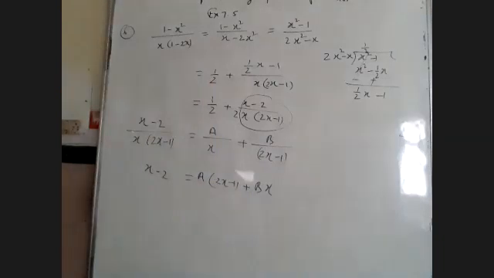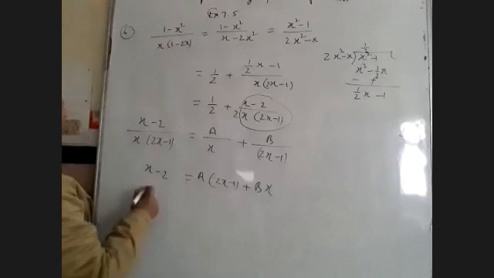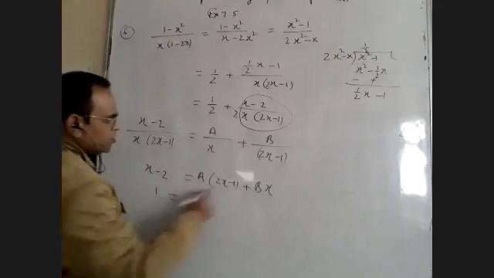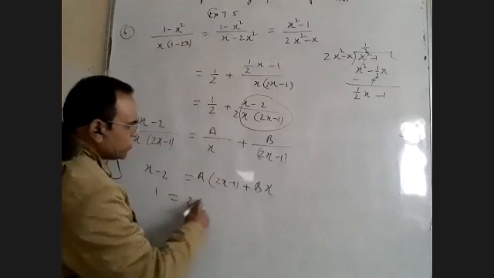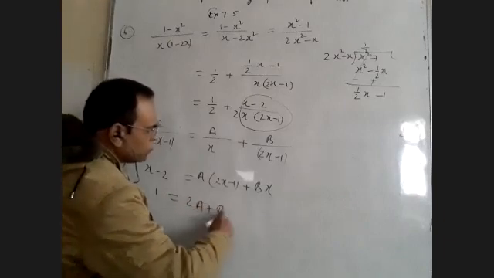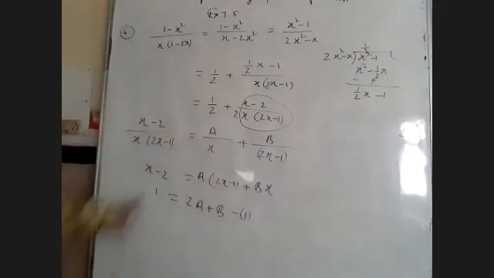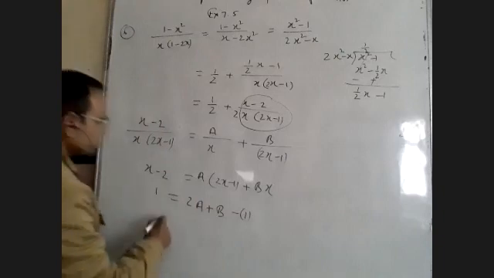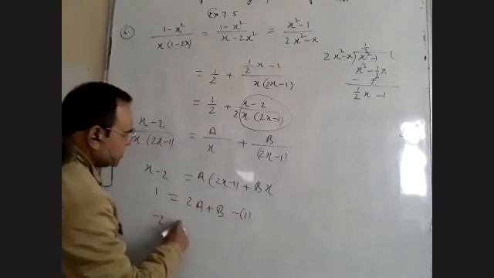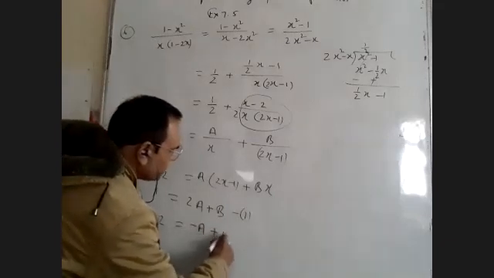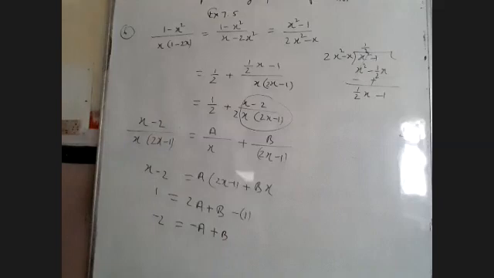Now you compare the coefficient of x. Here you are getting only 1. Here the coefficient of x is 2a plus b. This is the one equation. And now you compare the constant term. What is the constant term here? Minus 2. Here the constant term becomes minus a plus b. So we have to solve these equations.